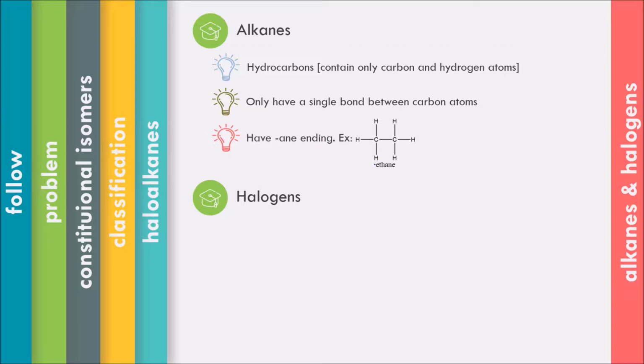So let's talk about this name for a moment. Ethane. There are 2 carbons. "An" means there is a single bond between those 2 carbons. "E" specifies hydrocarbon functional group.